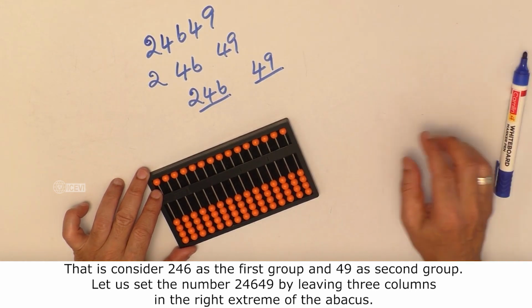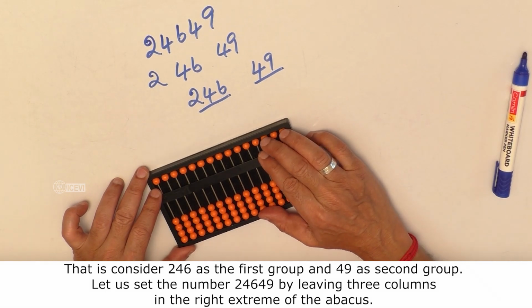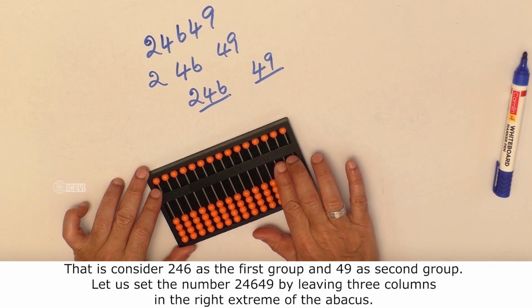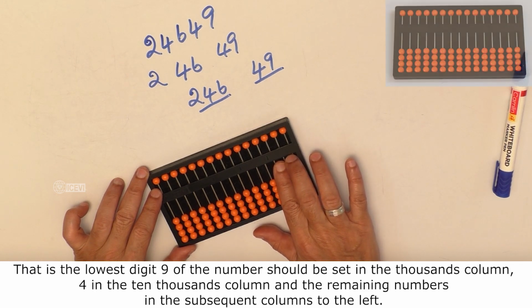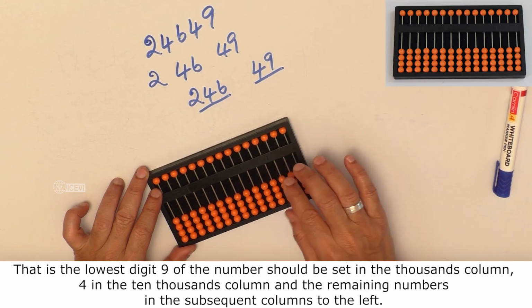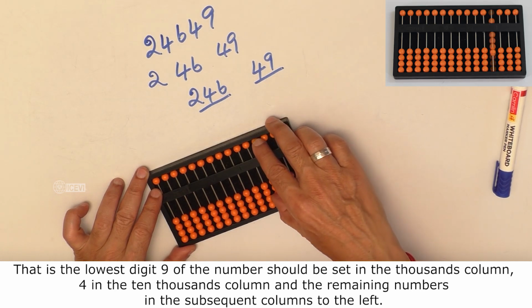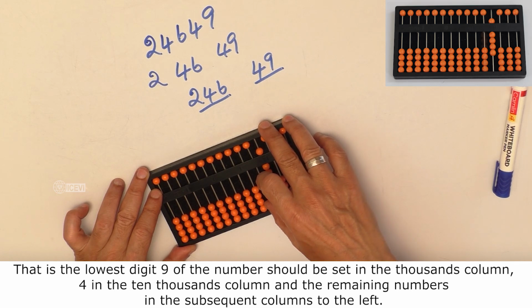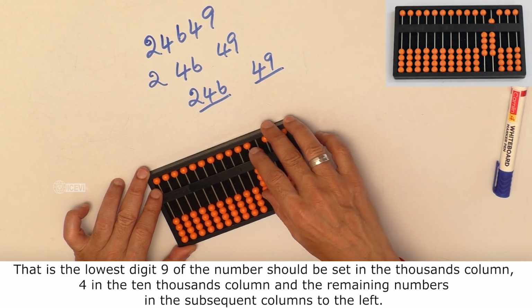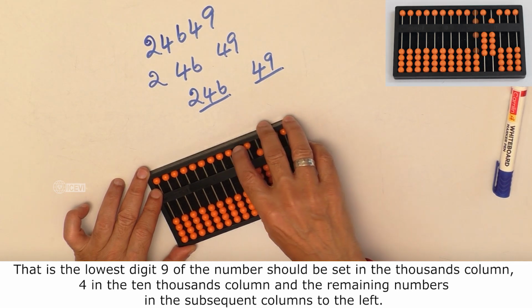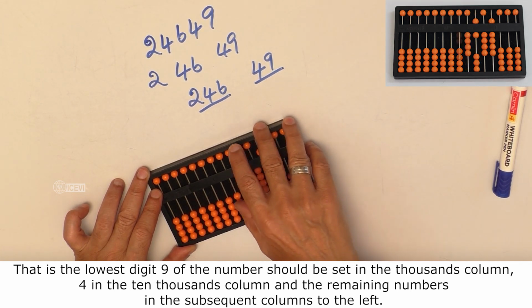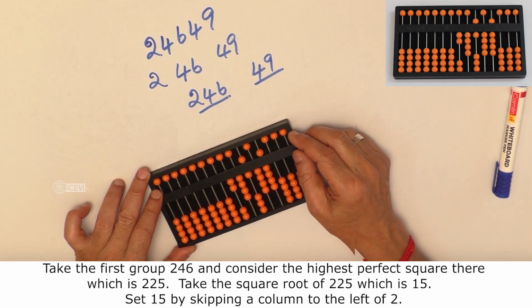Let us set the number 24,649 by leaving three columns in the right extreme of the abacus. That is, the lowest digit of the number, 9, is set in the thousands column, 4 in the 10,000s column, and 6 to the left of 4, and 4 to the left of 6, and 2 to the left of 4.